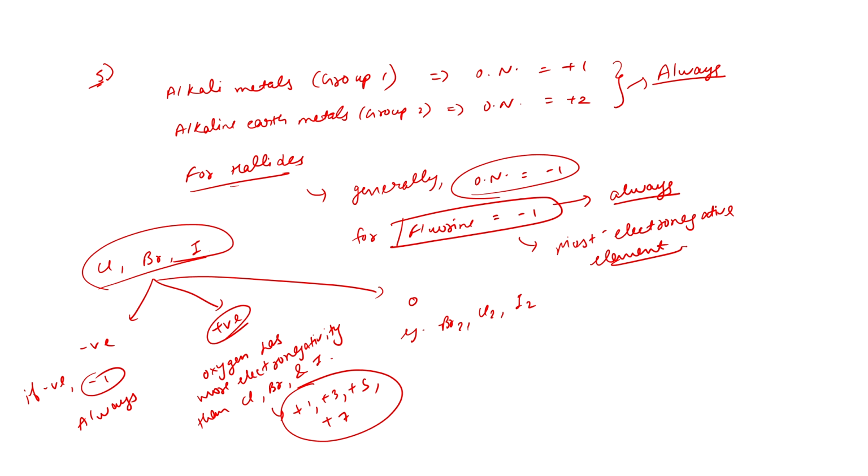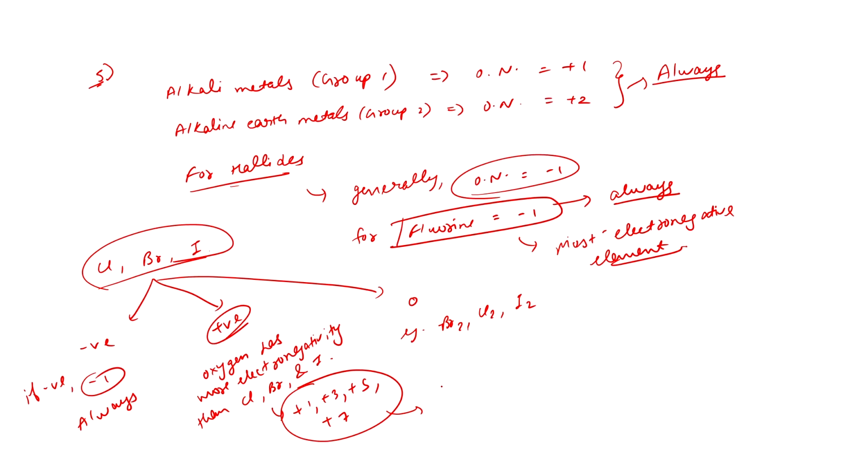So, generally the oxidation number of fluorine is always -1. Oxygen is -1 only... it is possible for oxygen to have a positive oxidation state only when it is attached with fluorine, because the only element that has more electronegativity than oxygen is fluorine. In the case of chlorine, bromine, iodine, oxygen has more electronegativity. So, when chlorine, bromine and iodine are attached with oxygen, they can have positive oxidation states. It can go to +1, +3, +5, +7, depending on the number of oxygens.